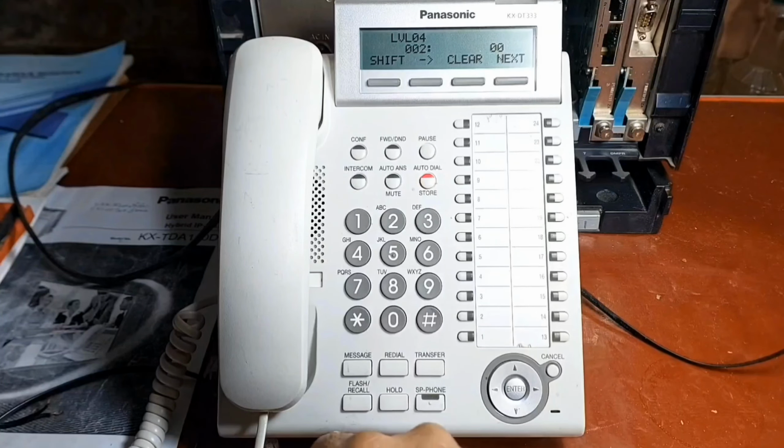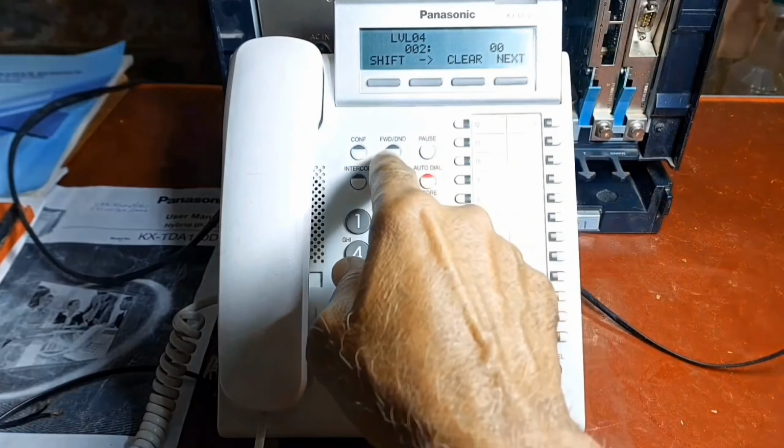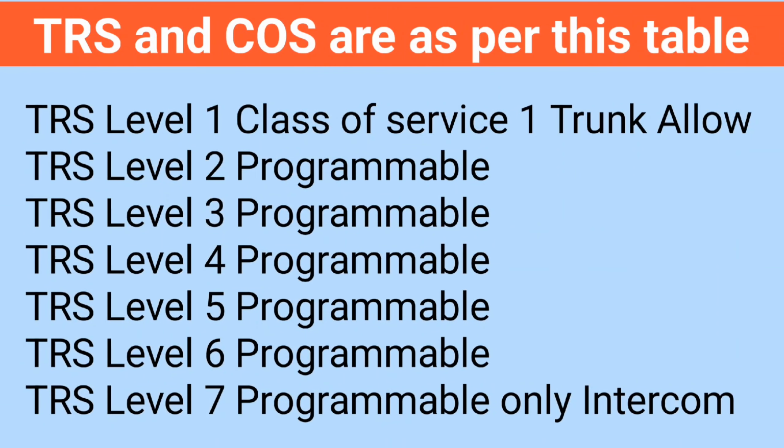Levels 5 and 6 can include any restriction code. The trunk restriction levels are as follows in the default setting, and are in the same order from class of service 1 to 7, i.e. TRS level 1, class of service 1. If you want to change the class of service of a TRS level, see below.